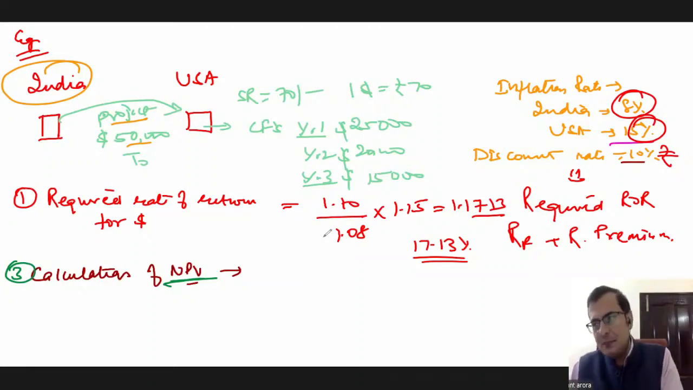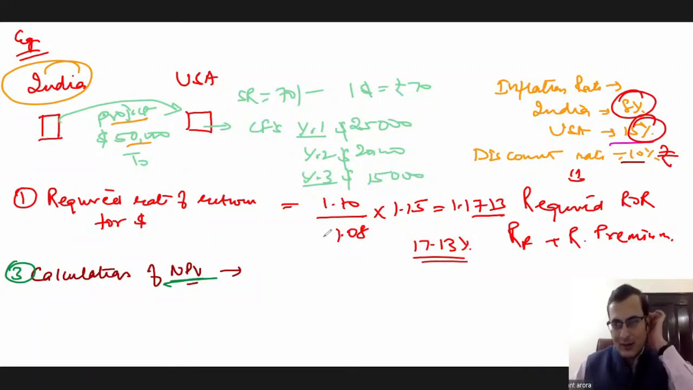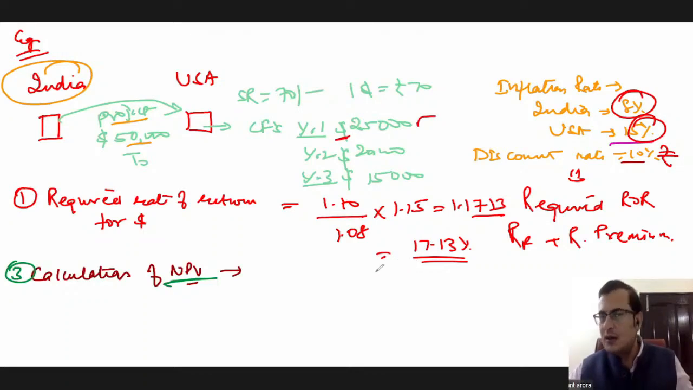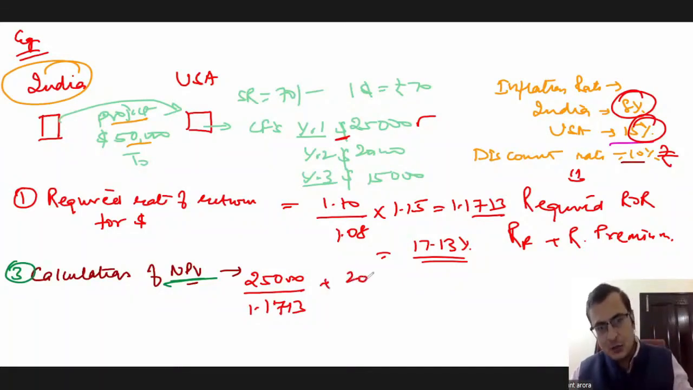So this is the first step and the only complicated step. After this, there is no more complication. Sir, how? I'll show you. You can now directly calculate the NPV. You will just incorporate it, because this is in dollars, and this rate is also in dollar terms. So you will be discounting with this. So 25,000 divided by 1.1713 for the first year, plus 20,000 divided by 1.1713 squared.